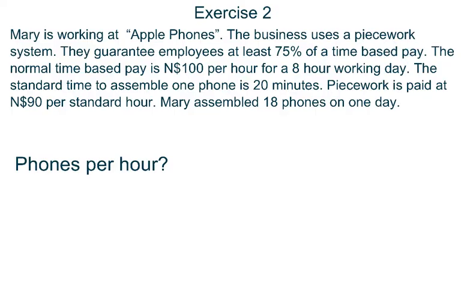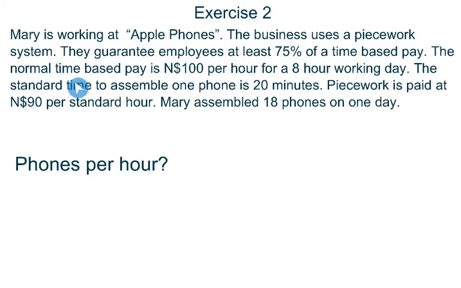So let's quickly look at this exercise. Mary is working at Apple Phones. They use a piecework system because this is repetitive work. They further guarantee employees at least 75% of a normal time-based pay. The normal pay on a time-based pay is $100 per hour for an 8-hour working day.